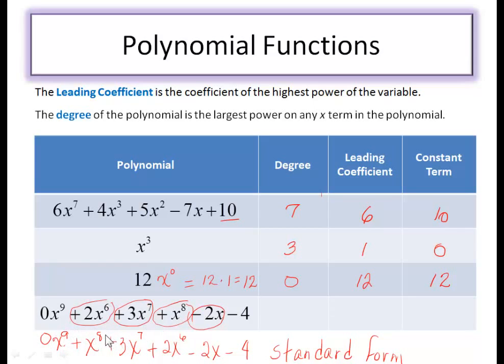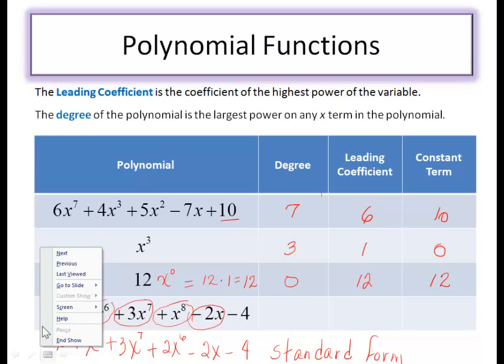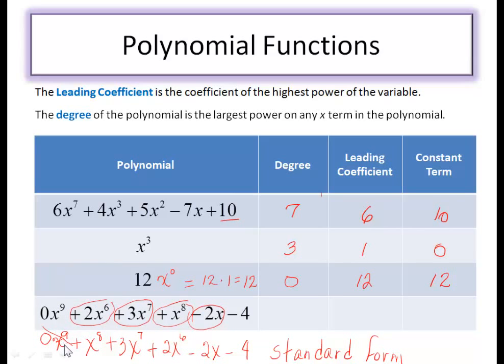So when I ask you for the degree here, be careful with this term. This term is 0 times this. So this becomes 0. So this term really does not exist in my polynomial. Sorry about that. This doesn't exist in my polynomial. So my polynomial really starts with my 8 term here. So this would be a degree 8 polynomial. My leading coefficient, well, the coefficient for this term is a 1. And my constant term is -4.